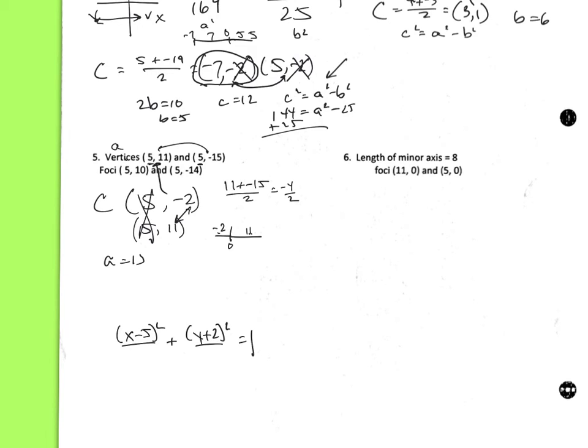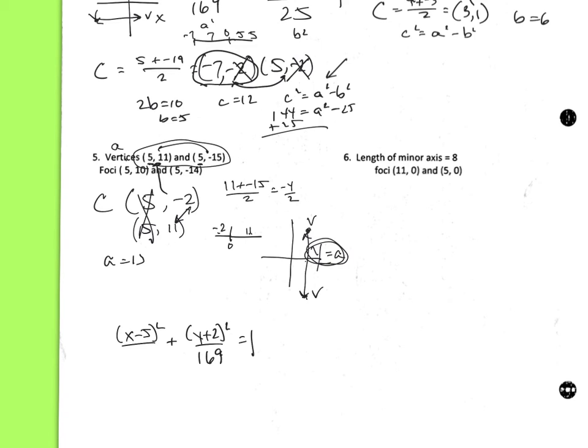Now we got to figure out which one does A go under. Does it go under X or does it go under Y? If you need a quick little graph for that, let's do it. So we're going to graph these points right here: (5, 11) and (5, -15). It, like I said, doesn't really matter if you count. You just need to know that, oh, okay, up and down, which is Y. This is where the A is going to go. It doesn't equal A, but Y and A line up top to bottom. So we know that A is 13. 13 squared goes here.